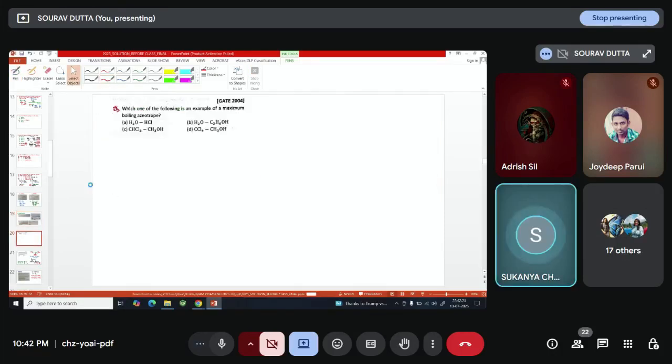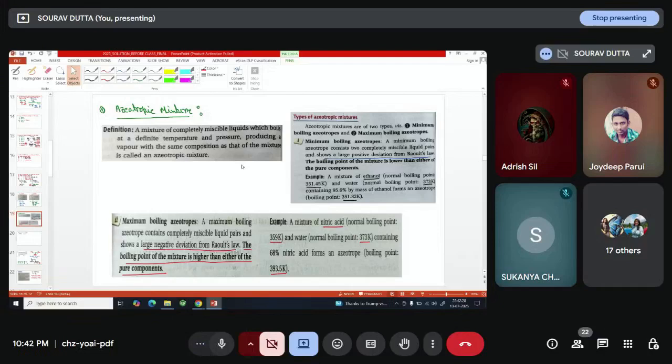Sir, could you say the definition once more? Yes, I told the definition: this is a type of mixture, one kind of mixture. If you take a mixture and it boils at a particular temperature when the composition of the liquid phase and vapor phase are equal. That means if the composition of that particular component in the liquid phase is x and in the vapor phase is y, then at that particular composition they boil at a temperature where x is equal to y. Okay, this statement I made, a mixture of completely miscible liquids which boil at a definite temperature and pressure producing a vapor that has the same composition as that of the liquid mixture, this is called azeotropic mixture.